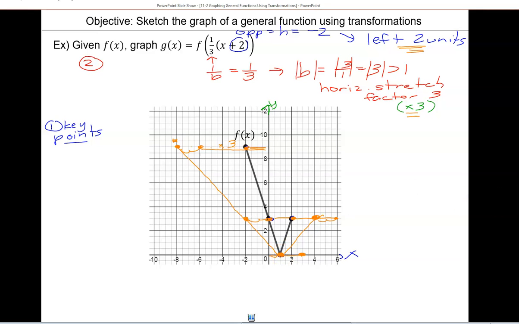And then really I would get rid of all this stuff that I've used to kind of show you what's happening. So all this is just gone. And there is my new function g of x, like so, in orange.